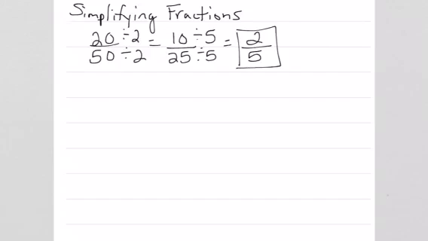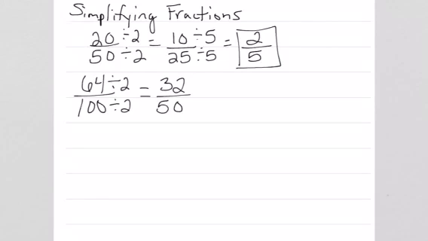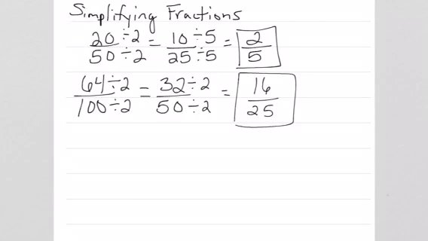All right, so let's try one more. Let's say we have 64 over 100. Again, I know that both of these are even, so I know they're both at least divisible by 2. So divide each one by 2, we get 32 over 50. All right, we can do it one more time because they're both even again. So divide each one by 2. And we wind up getting 16 over 25. There's nothing in common between 16 and 25, so that means this fraction is written in lowest terms.